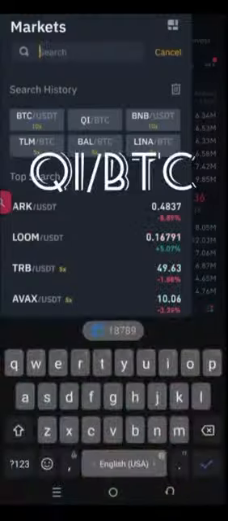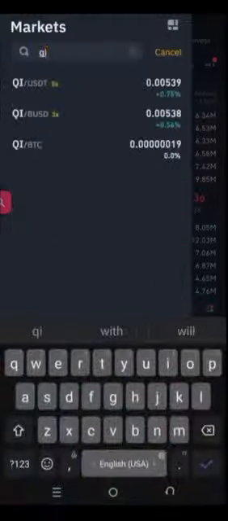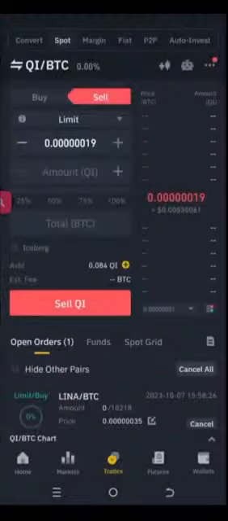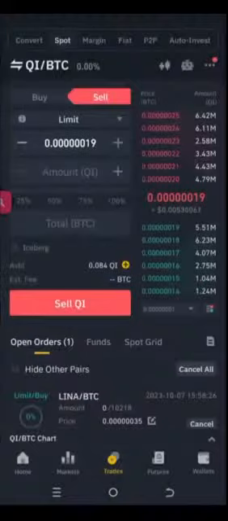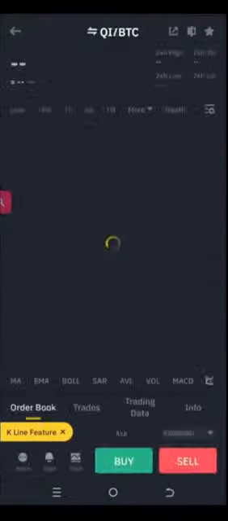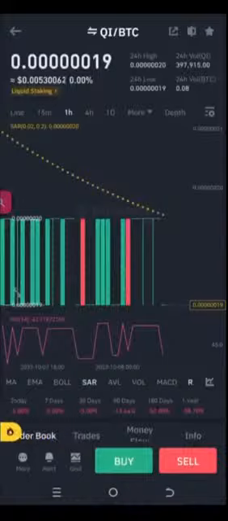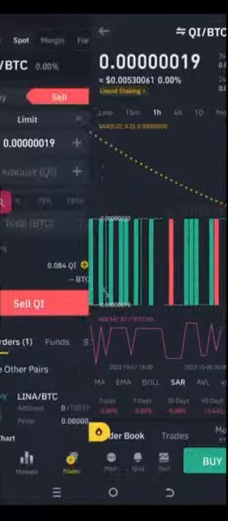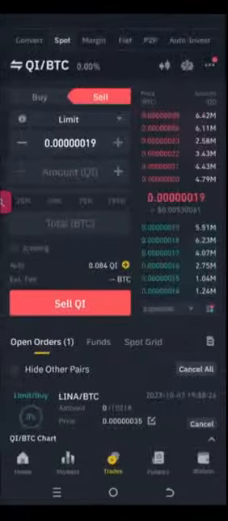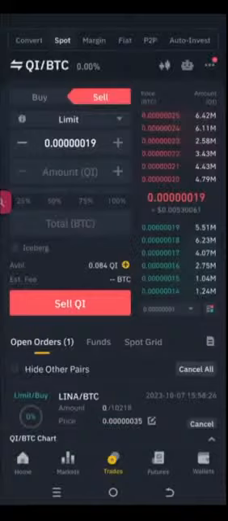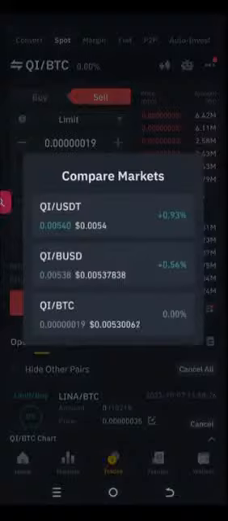Well, I thought of doing QI BTC, so let's check on QI. QI BTC looks like it's on the low. Let me check the chart whether the next move is for it to go down lower. It might be and it might not be, but it's currently on the downtrend. We hope it's not going to shoot up high. But as you can see here, it's currently on 0.00019. So let's quickly do a quick simulation and see what we will get.